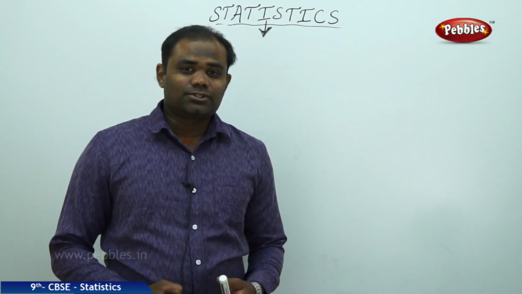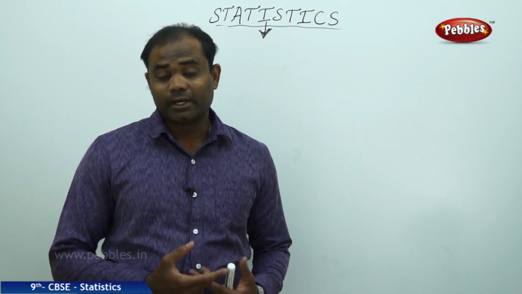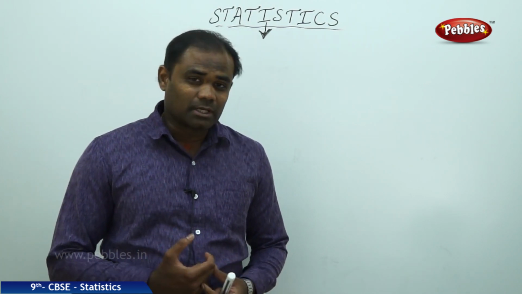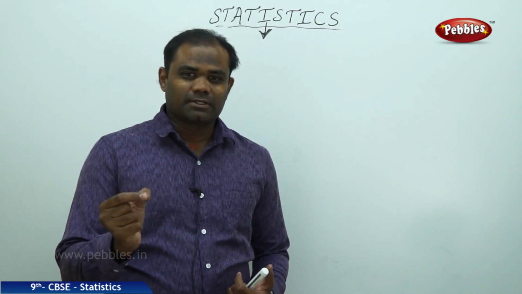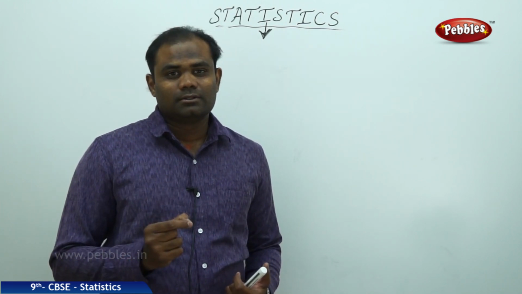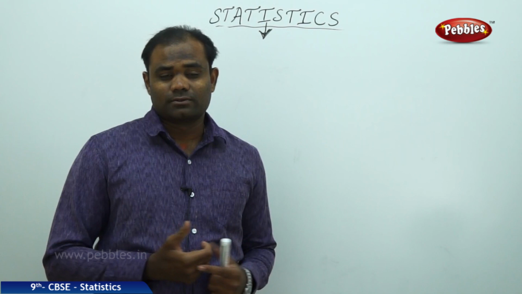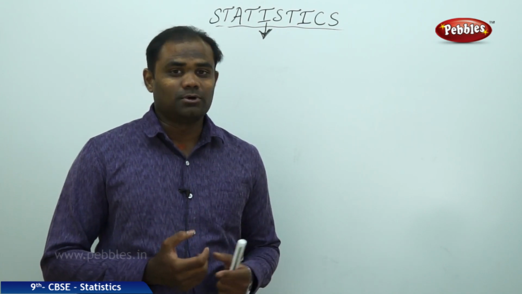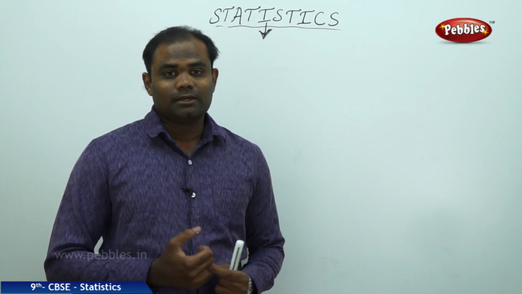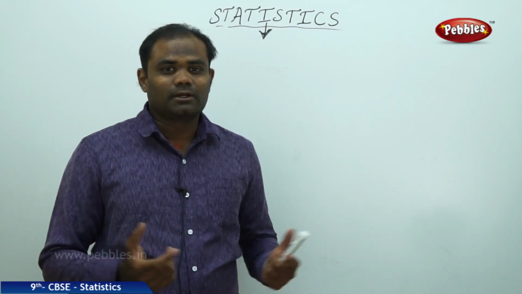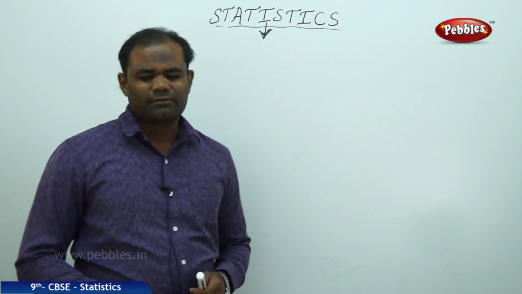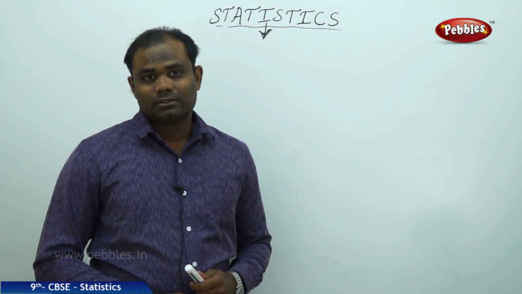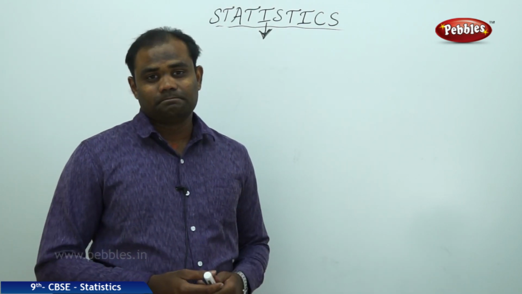Now that we have understood a frequency polygon through a histogram, the question comes: what if the histogram is not given? Can we construct a frequency polygon without the help of a histogram? Yes, it's possible if we use the formula for class mark. So this session is about constructing a frequency polygon without the help of a histogram.